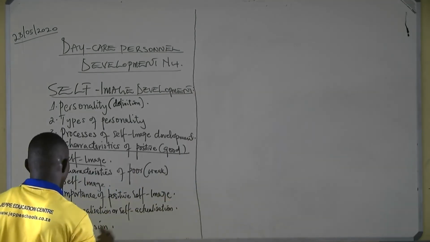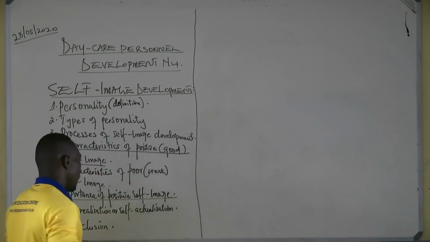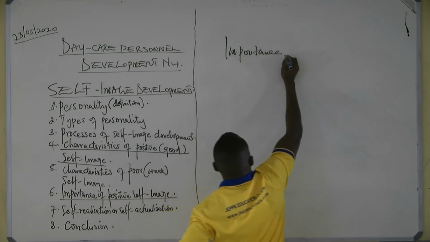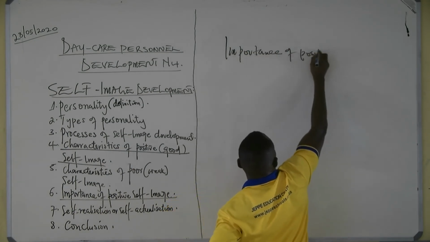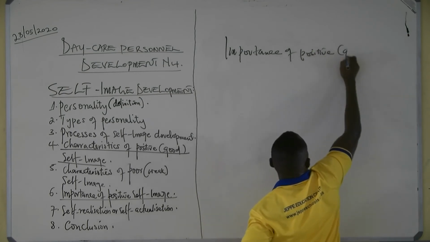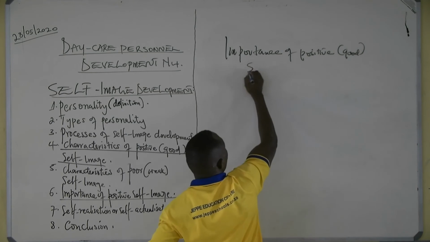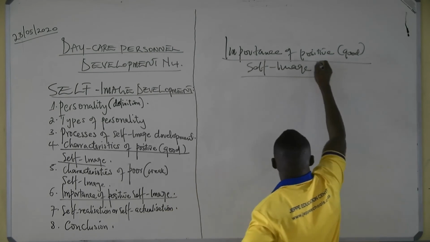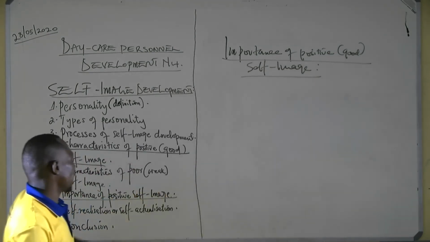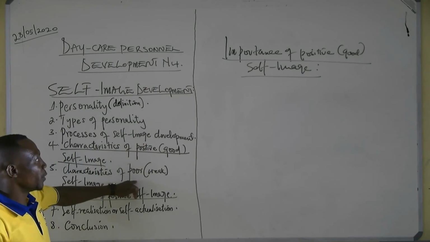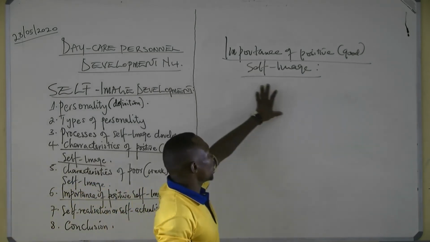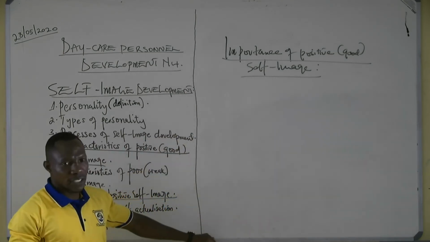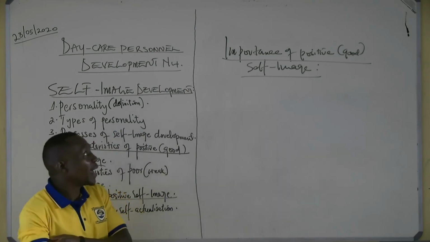Because time is against us, let us look at another bullet within our course outline, so that by the end of this session, we have covered each and everything. Let us look at the importance of a positive self-image. We said positive can be good, positive or good self-image. Then there are so many importances, as we have seen the characteristics of negative and positive self-image.